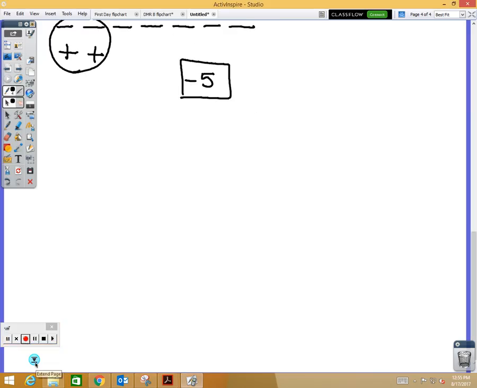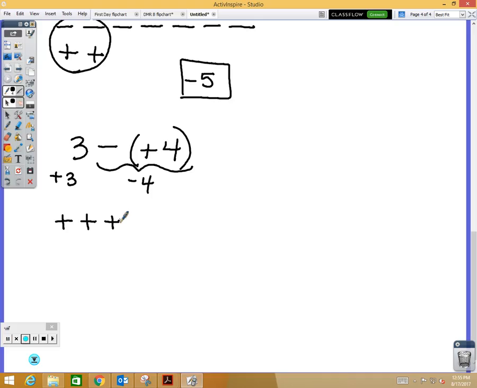All right, another example. If you have 3 minus a positive 4. Is this 3 positive or negative? There's nothing in front of it, so that means it's a positive 3. Minus a positive 4 turns into negative 4 because the signs are different. So now model your positive 3. Model your negative 4. We have 3 pairs that cancel each other out. We're left with a negative 1. So that's your answer. 3 minus positive 4 equals negative 1.